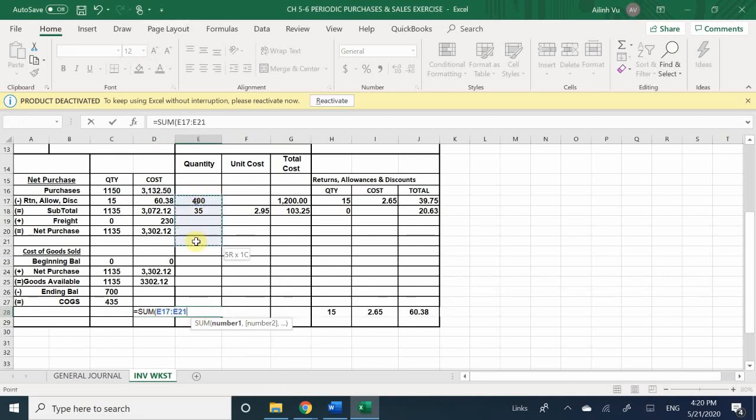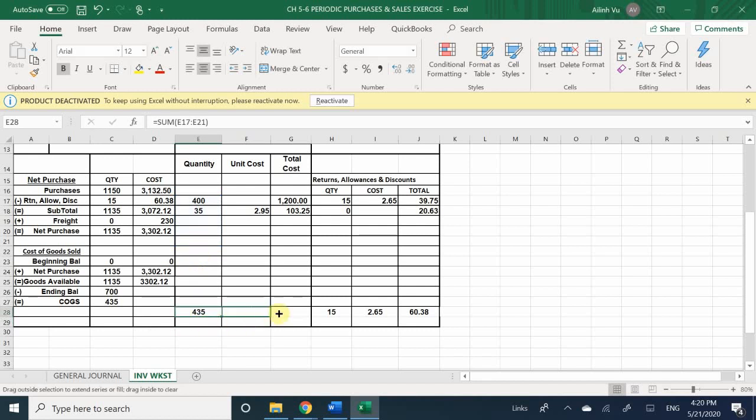And if we go ahead and sum these up, so we have a total of 435 items. 1303.25. Oops, I didn't pull it far enough. There you go. Okay, so 1303.25. Yes. All right, and how do we find our cost of goods sold?